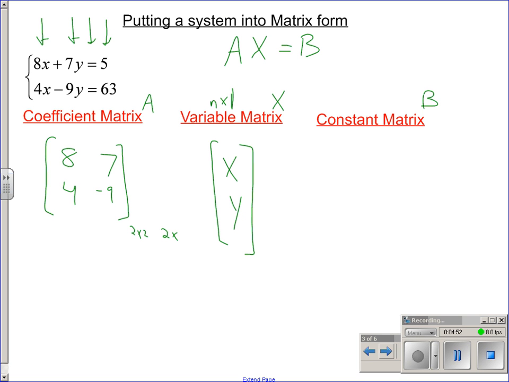The constant matrix, well, if we're going to multiply a 2 by 2 by a 2 by 1, remember the outer dimensions are the size of your answer. So our constant matrix in this case is going to be a 2 by 1. That's just what the equations equal, 5 and 63. Here are our A, X, and B matrices. Now, to solve for matrix X, we're going to do A inverse times B. This is how we can use matrices to solve systems of equations.